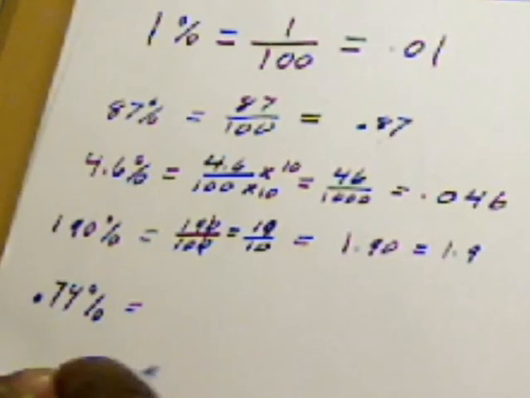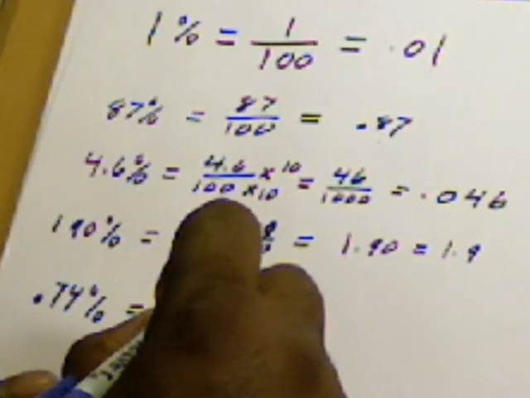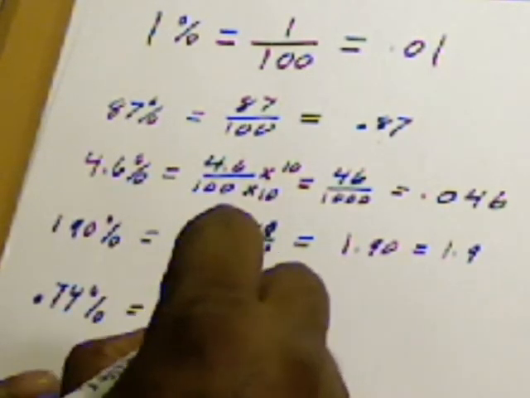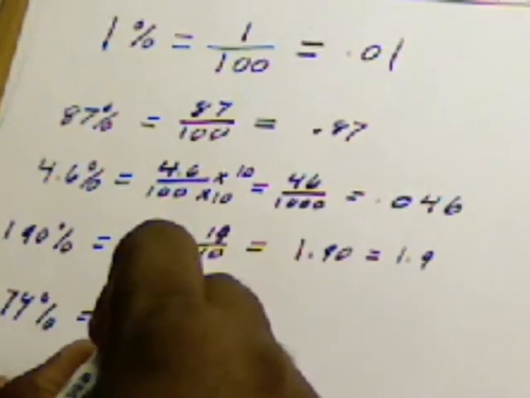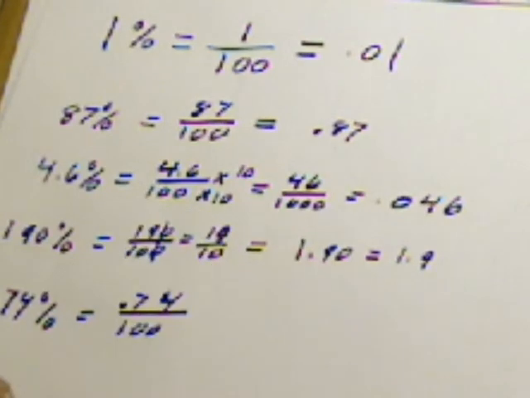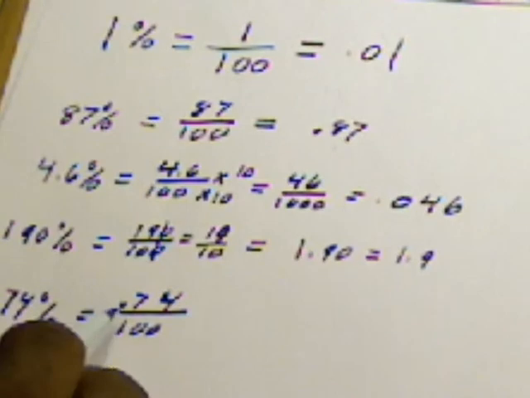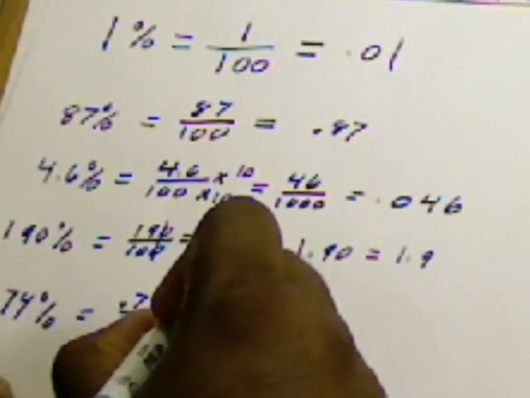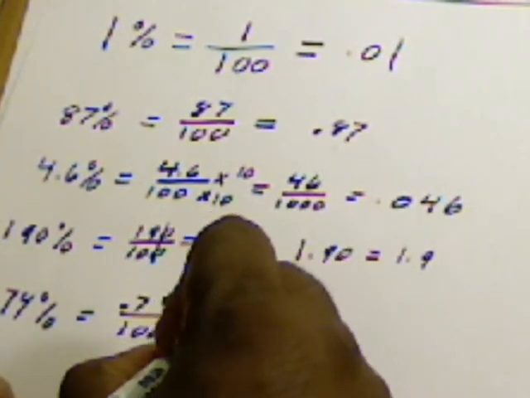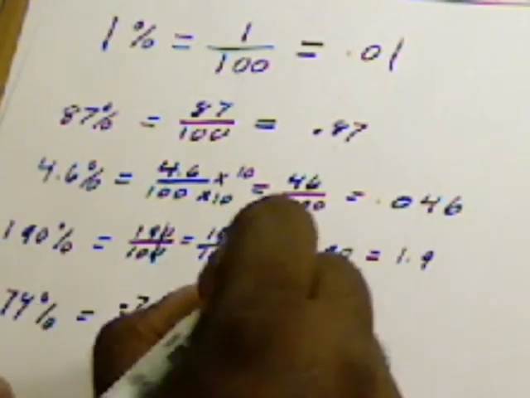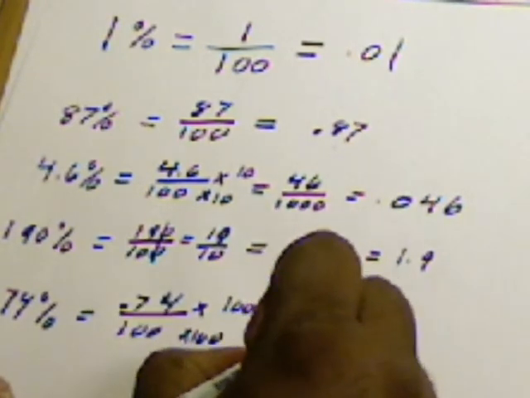0.74. So now we have a decimal and a percentage. Well, 0.74 over 100. This time we got to move that decimal point over twice, 1, 2 here. We can't leave a decimal point in a fraction. So to move it twice over, we're going to multiply by 100 top, 100 bottom. 74 over 100 times 100, 10,000.